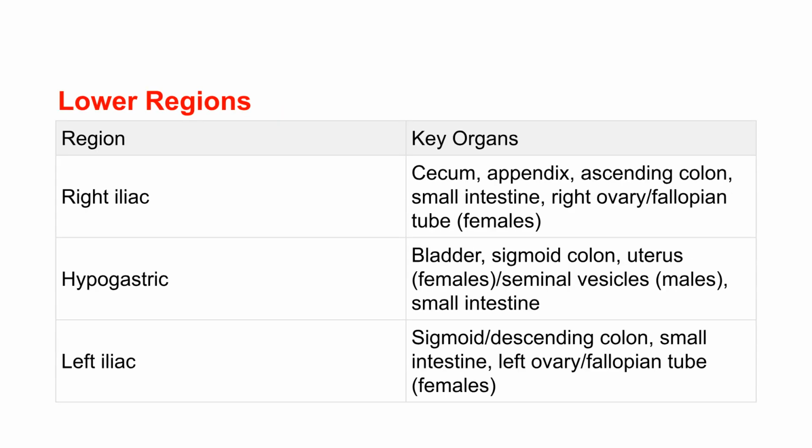Finally, the lower regions include the right iliac with the cecum and appendix. The hypogastric region contains the bladder and uterus. The left iliac contains the sigmoid and descending colon.